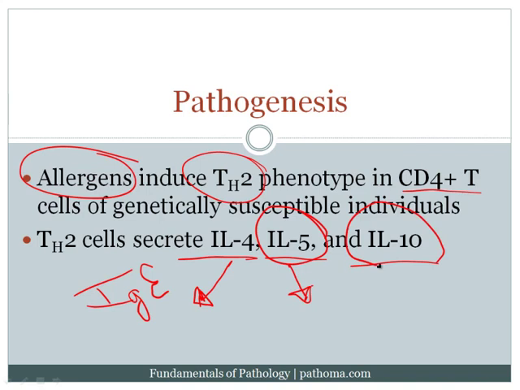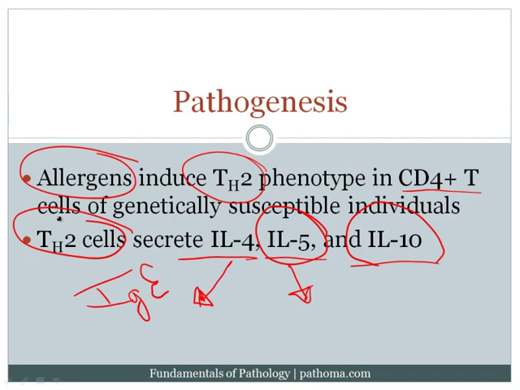Now, what does IL-10 do? Well, IL-10, it has the ability to inhibit the production of Th1 helper T cells and instead to induce the production of Th2 helper T cells. So basically, it helps to promote this overall reaction. So IL-10, again, it stimulates Th2 subtype of helper T cells and inhibits the Th1 subtype of helper T cells.